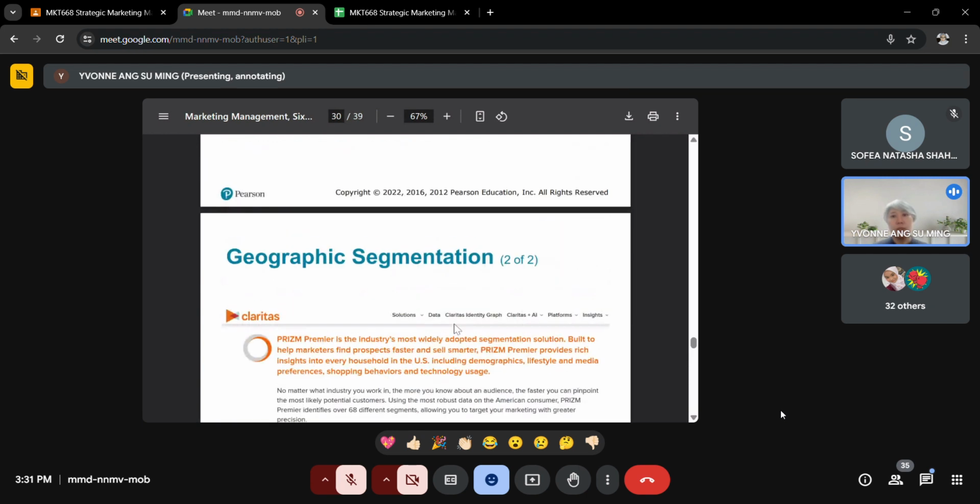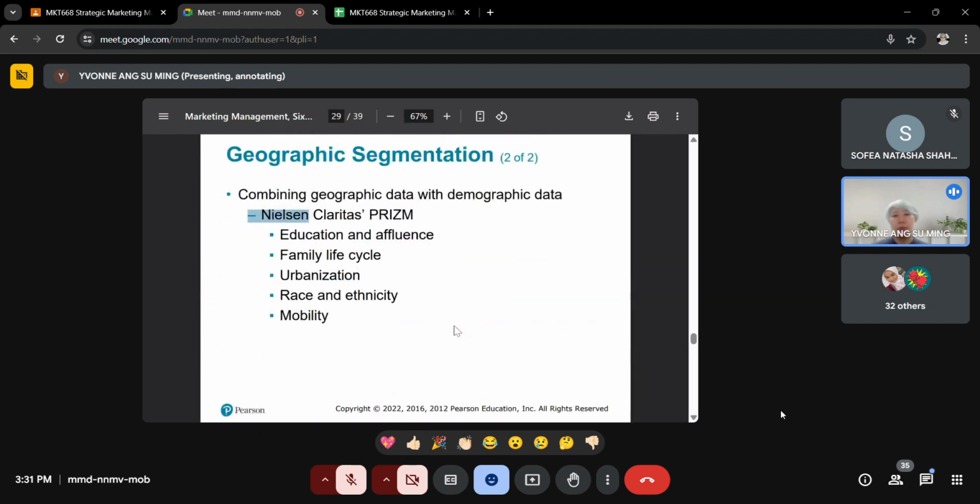Okay, so the point here is that we can use different tools, whether created by other companies or market research companies in Malaysia, to put together data to build segments, and then the company needs to match the segment with what the company actually wants to sell. So yeah, you can see here.